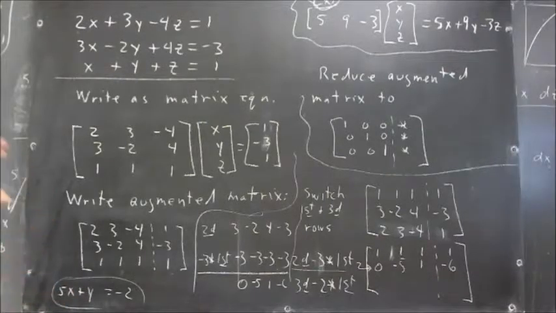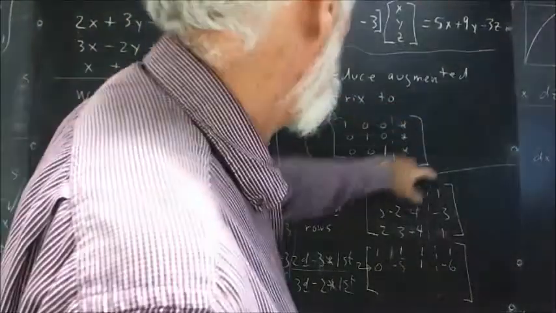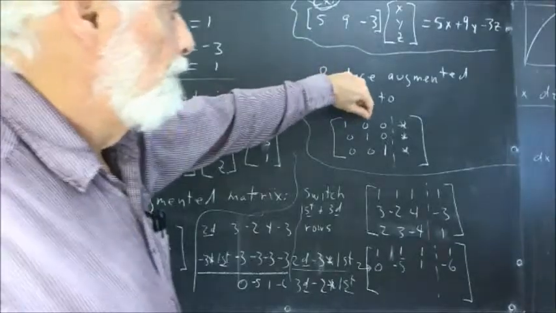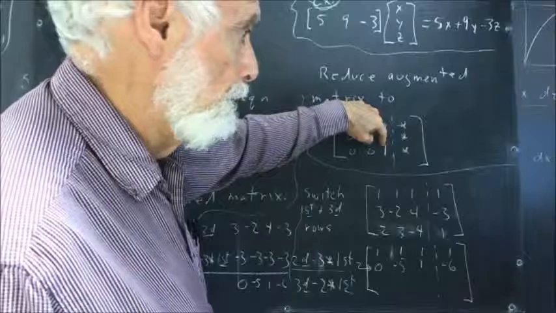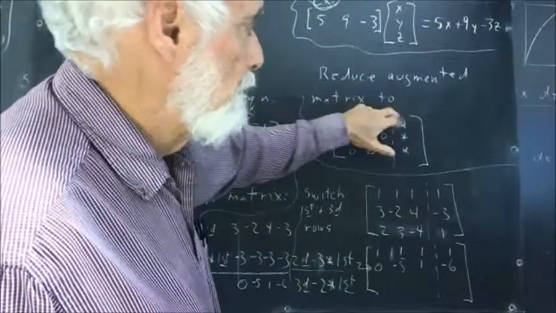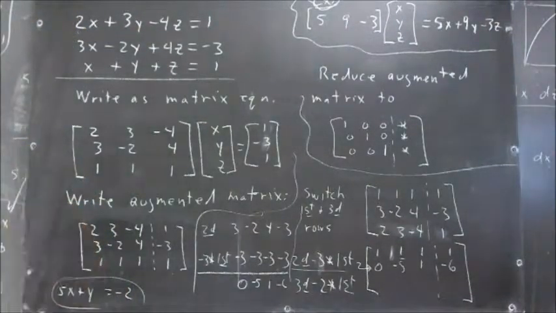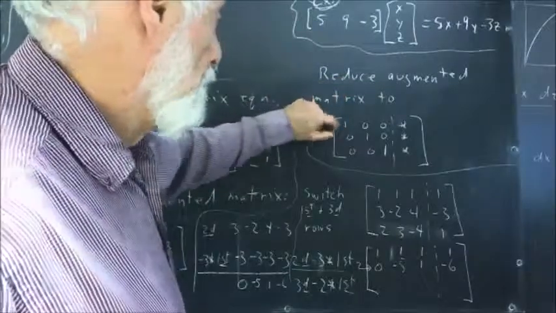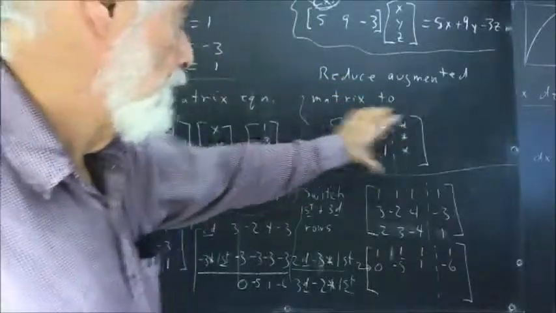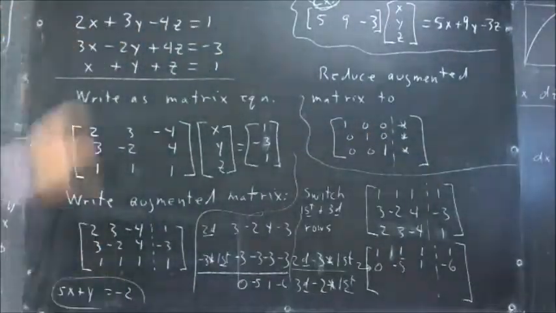Now, our goal is going to be to reduce the augmented matrix to this form, where we have 1, 0, 0 in the first row, 0, 1, 0 in the second row, 0, 0, 1 in the third row, and these asterisks represent numbers that we have yet to determine. Having determined what numbers go here, just reducing the matrix to the left of the dotted line to this form is going to give us a solution to our system.